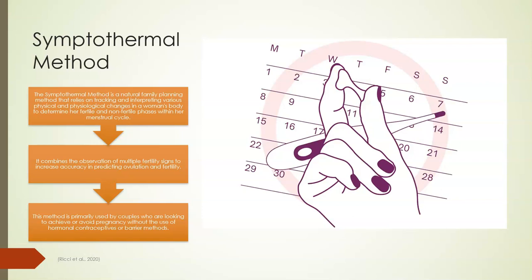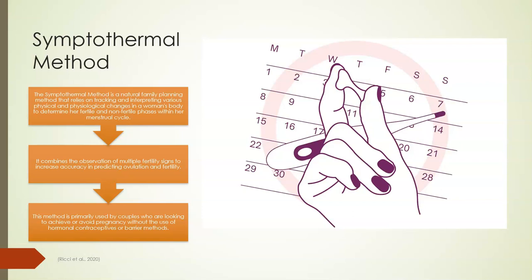Cervical position. Some practitioners of the symptothermal method also track changes in the cervical position, the texture, and the openness. The cervix undergoes changes during the menstrual cycle, and these changes can provide additional information about fertility. For the cervical position, this will be done more by a practitioner versus the person themselves. For the temperature and the mucus check, yes, the person can do that at home. But when we're talking about the cervical position, that would most likely be a practitioner.